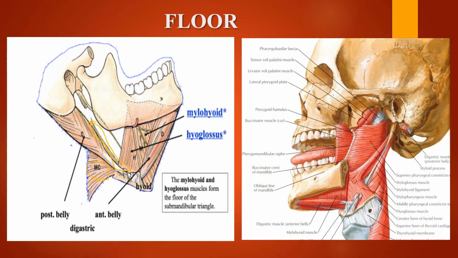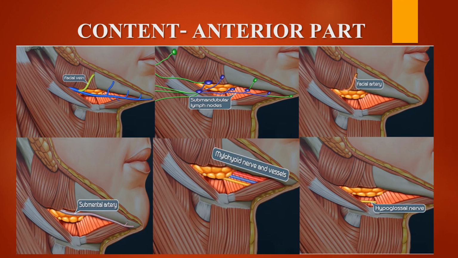Altogether, the floor is formed by the mylohyoid muscle, hyoglossus. So this is going to be the mylohyoid muscle. Yes, this whole lot is the mylohyoid muscle, and this is going to be the hyoglossus muscle, and the partial content will be the middle constrictor of the pharynx. So we have seen about the boundary, then the roof, then the floor. Now coming to the content. So we see the content of the triangle.